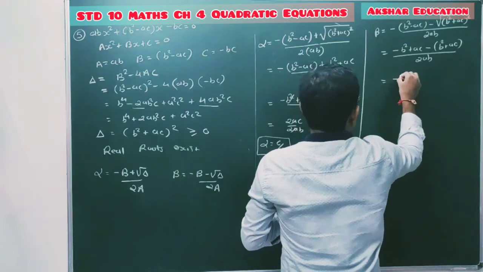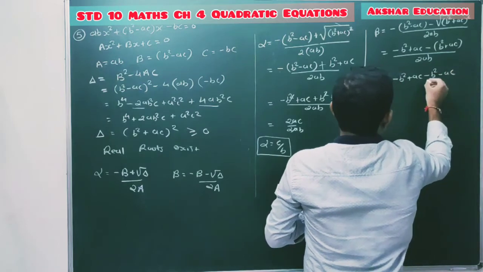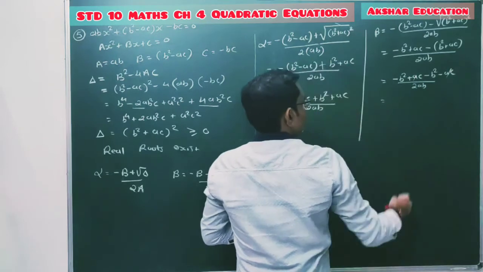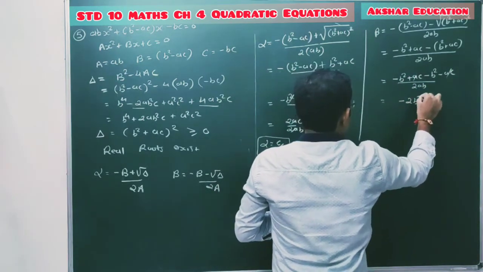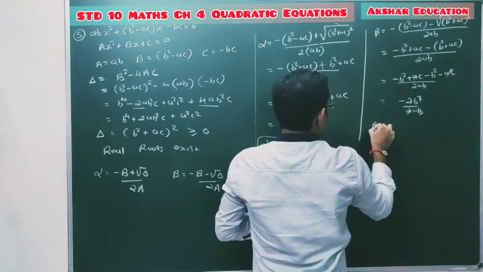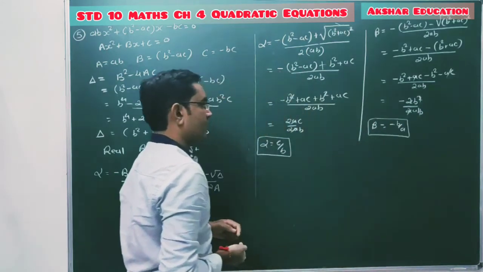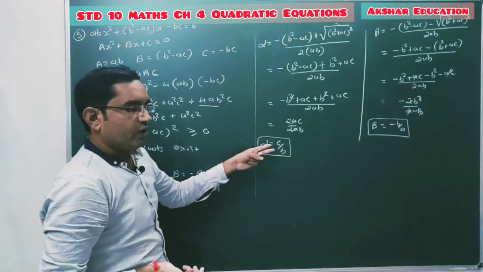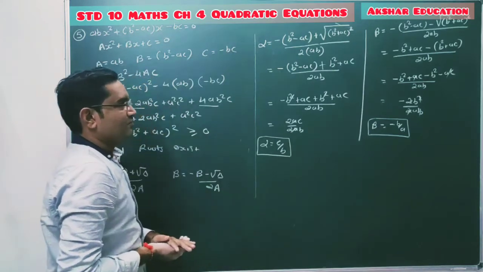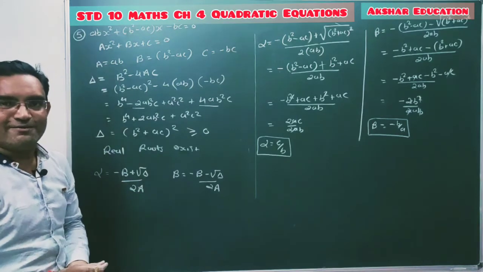So this is equal to minus b square plus AC minus b square minus AC upon 2AB, plus AC minus AC cut, minus 2b square upon 2AB, 2 cut, 1B is cut, so beta equal to minus B by A. So two real roots are there, alpha and beta. Value of alpha is C by B, value of beta is minus B by A. Clear students? So this is how you can solve your question number 5. Pause the video and note it down.